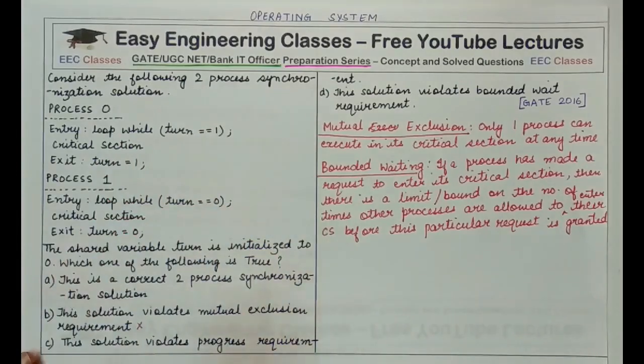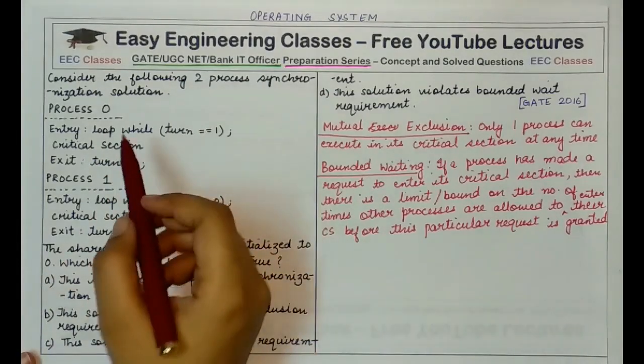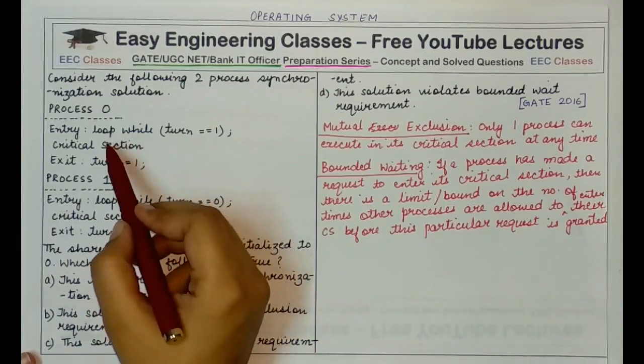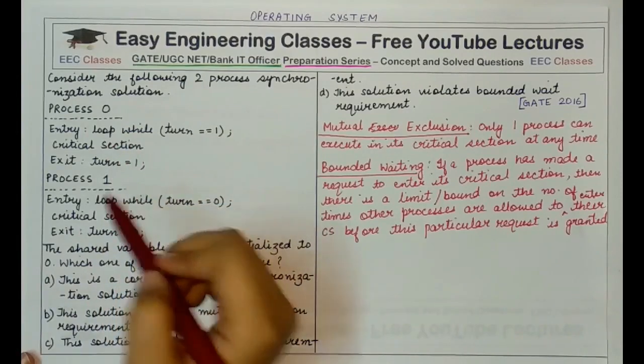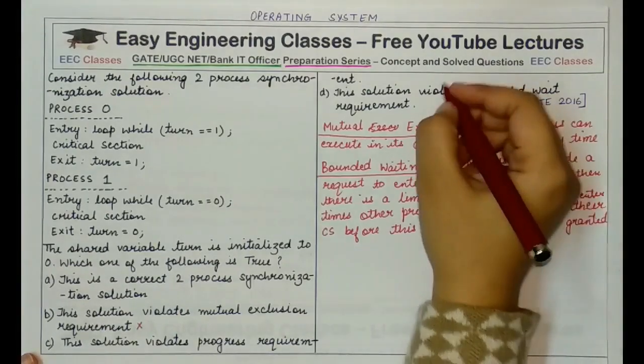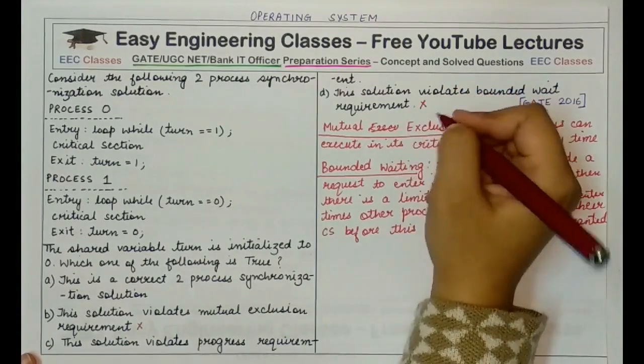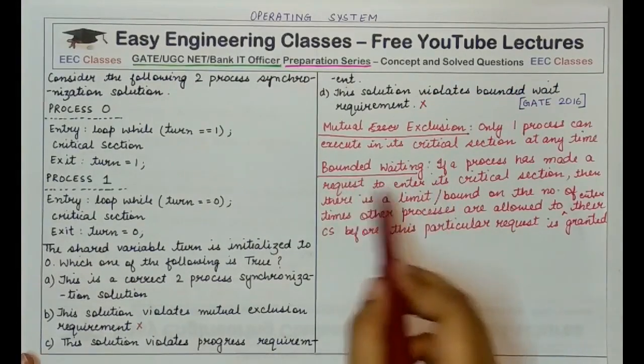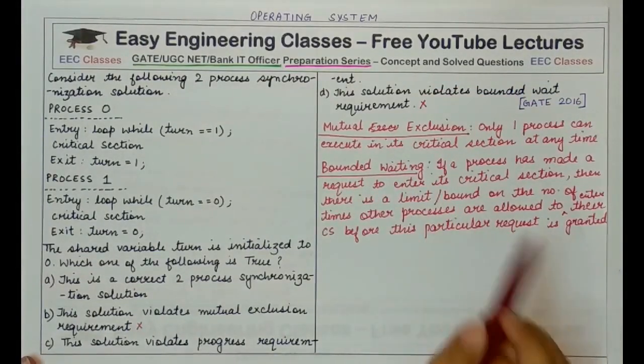So there is a limited amount of time that any process, either process 0 or process 1, will wait when it has requested to enter a particular critical section and some other process is executing in its critical section. Neither of the processes will wait indefinitely. So this part is also incorrect, because the condition of bounded waiting is also fulfilled here.